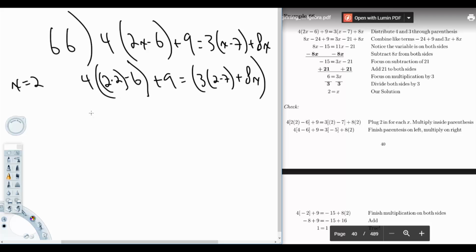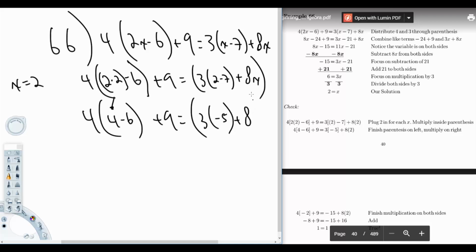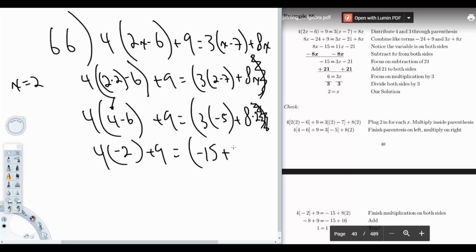Now let's do the brackets. 4, little brackets. 2 times 2 equals 4. Minus 6 plus 9 equals 3 times 2 minus 7 equals minus 5 plus 8. Oh, wait a minute. 8x here. That's a 2, right? I have to add the 2 here. Sorry. Let's solve this. 4 minus 6 equals minus 2. 4 times minus 2 plus 9 equals 3 times minus 5, that's minus 15, plus 8 times 2, that's 16.